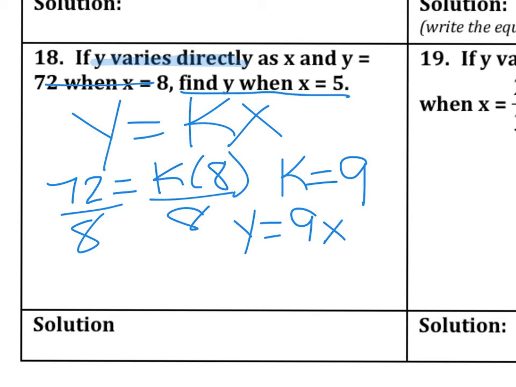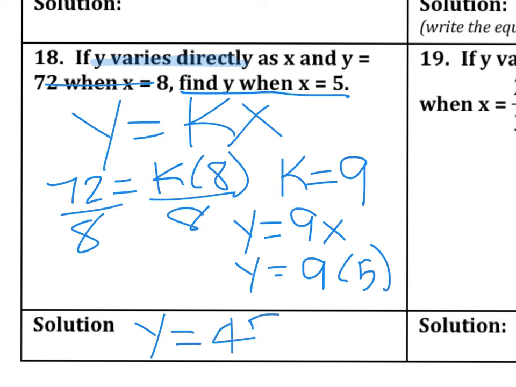So it says find y when x is 5. So find y, 9 is our slope that we found, and it gave us an x of 5. So y would be 9 times 5, which is 45.